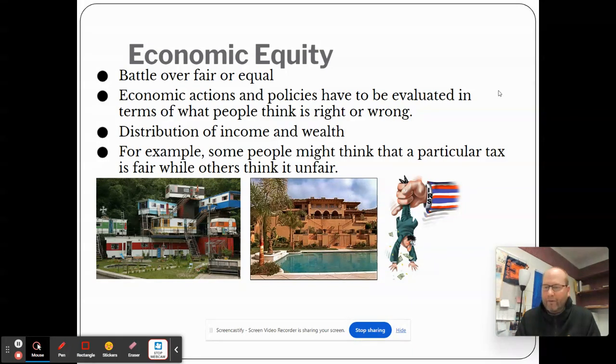Distribution of income and wealth. Again, that goes back to how are we going to distribute our income and wealth? Some governments that we've learned about in economies, they distribute it equally for everybody. Everybody gets equal or more equal. Others, not so much. The opportunities are out there, but not everybody gets equal.